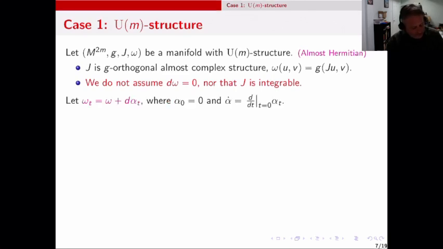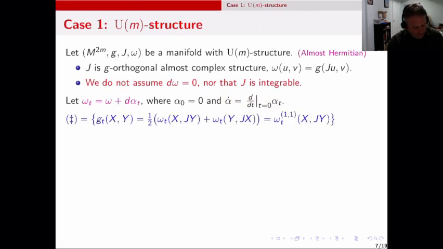So what we're going to do is we're going to take the form omega and we're going to vary it in the direction of exact forms. Okay, so we're going to have a one-parameter family of 2-forms omega t, which is omega plus d of some one-parameter family of 1-forms, alpha t, where at time 0 we can take this form to be the 0 form, so that omega at time 0 is just omega. And let's call alpha dot the time derivative of alpha t at time 0.